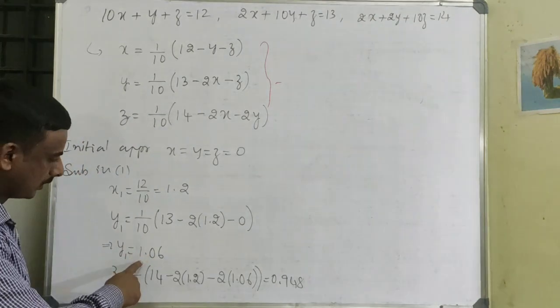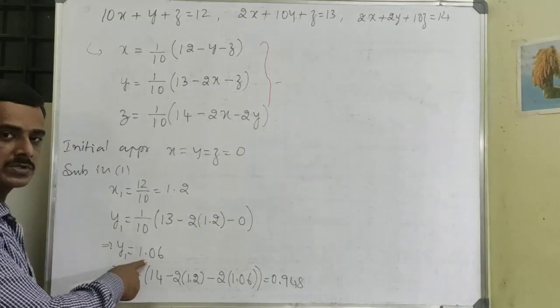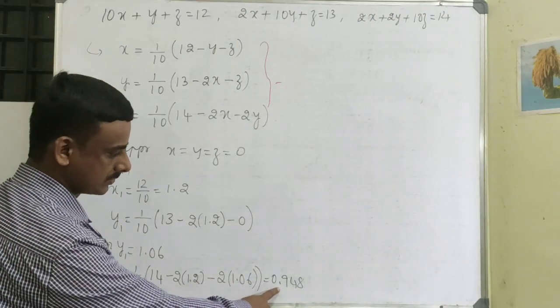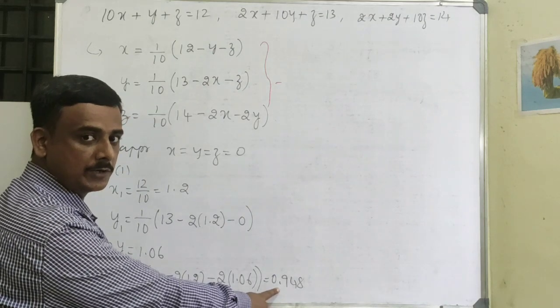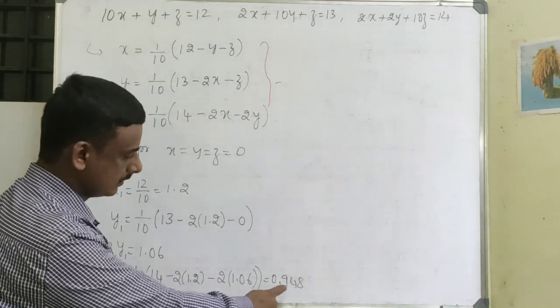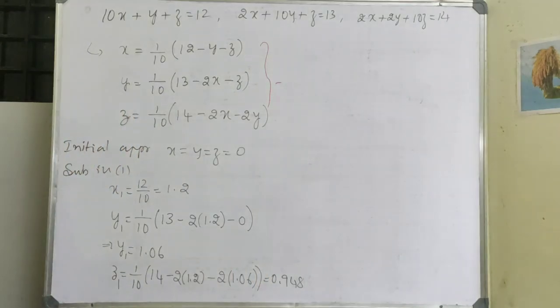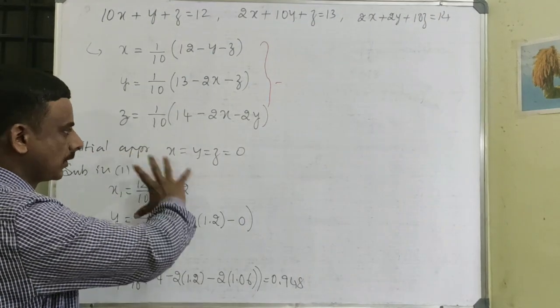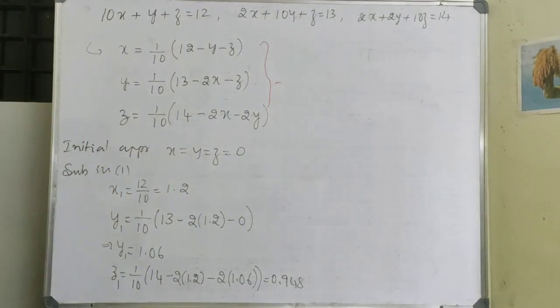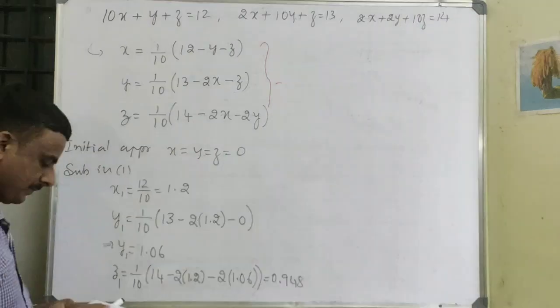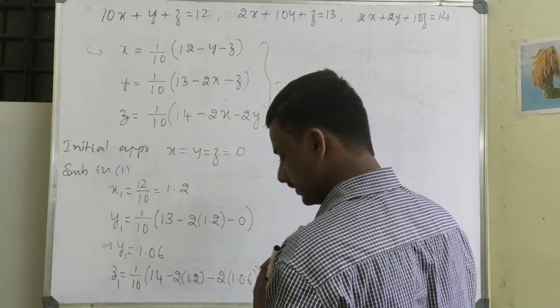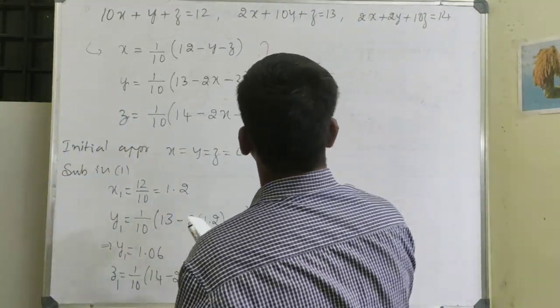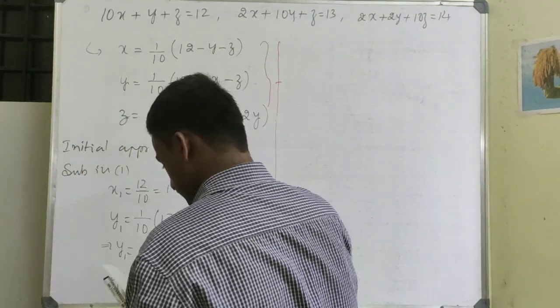The actual answer is 1; this is 1.06, which is more closer to 1 compared to 1.3. And here also, earlier we had 1.4, but now I got 0.948, which is very close to 1, the exact answer of z. So the method of Gauss-Seidel is more accurate than Gauss-Jacobi. This gives a more accurate answer, or gives the answer faster than Gauss-Jacobi. Next, second approximations.